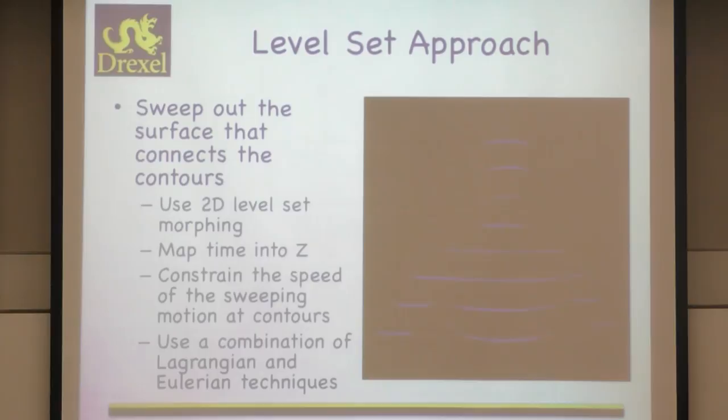So anyway, here's what that looks like. I hope it's bright enough. Now you're just watching that morphing curve, which is morphing in 2D in time, and we're just having it sweep out the surface. And again, we can handle changing topology.